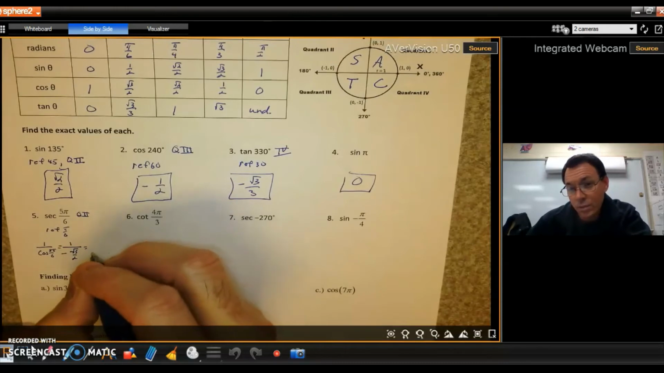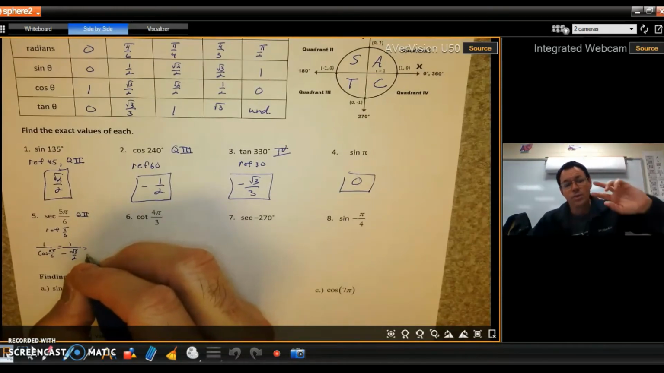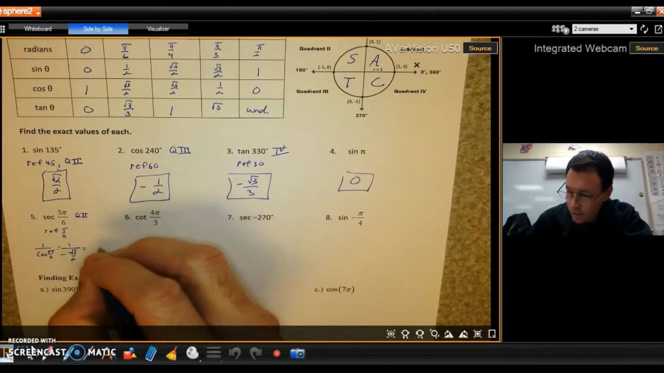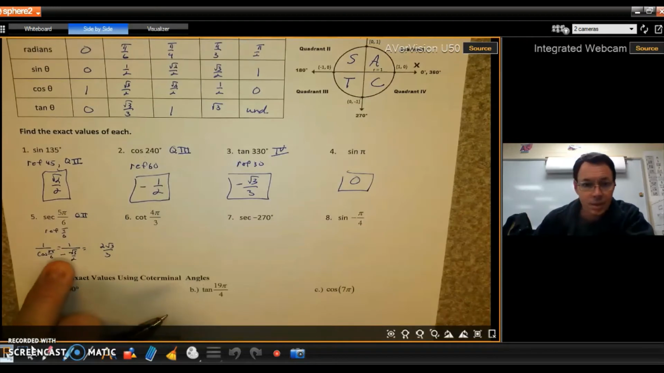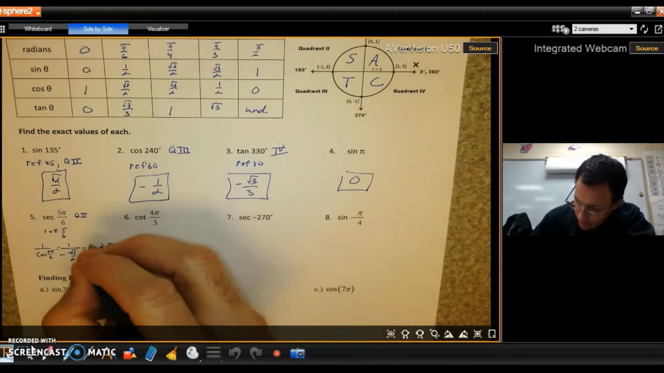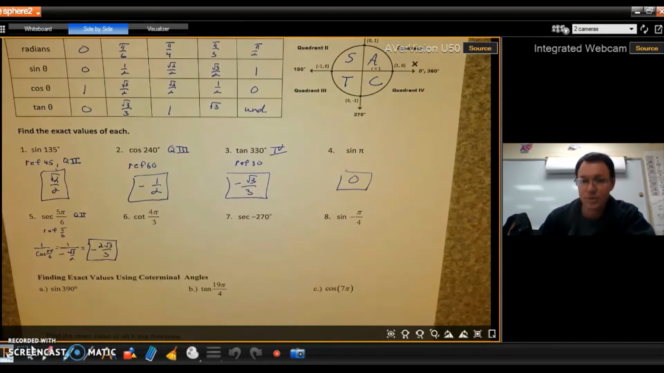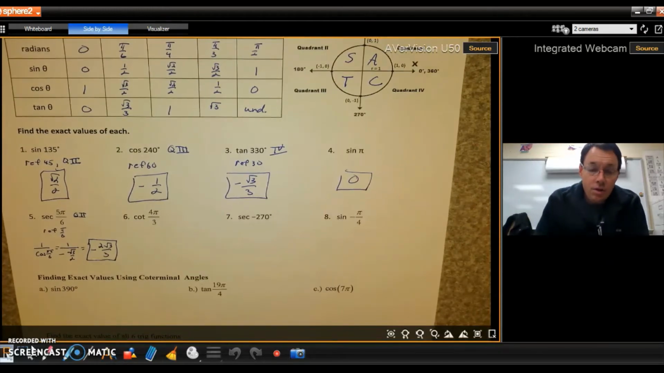If you want, you can go ahead and rationalize that. If you're good at that, you can kind of do that in your head. So when I flip it, I get 2 over radical 3. So that is going to be 2 radical 3 over 3. But it was negative, so this is negative. That is my answer. And that is as hard as it can get.